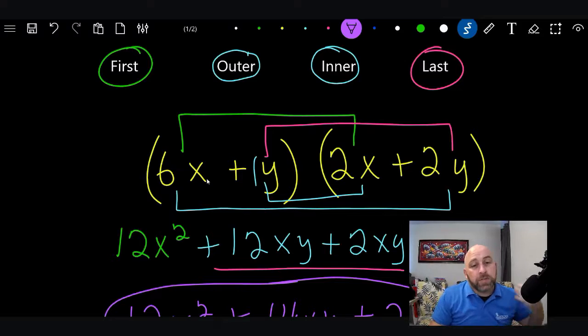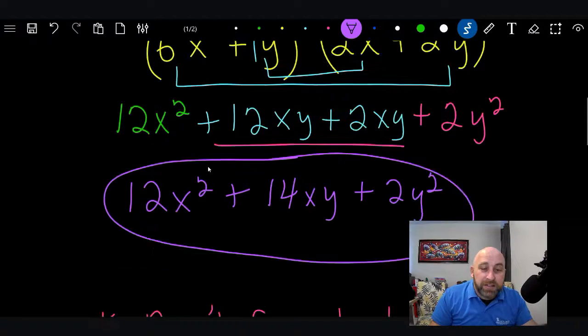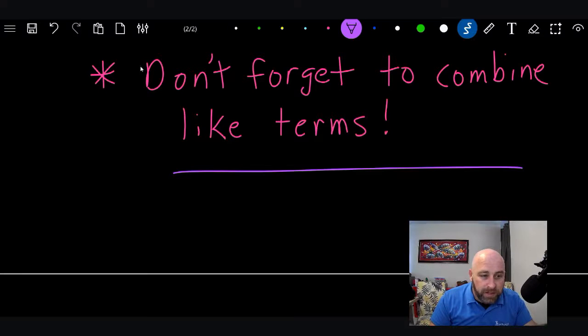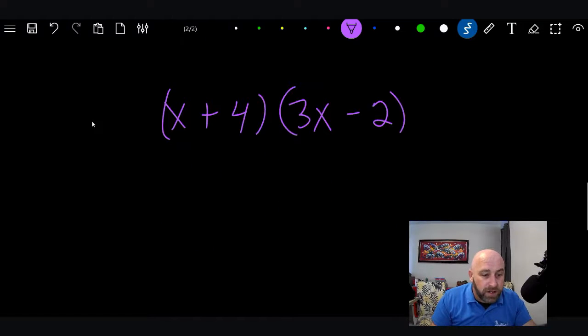And so yeah, let's do another one. Let's see how this one goes. Don't forget to combine like terms. I don't want to scroll past that without talking about that again. That is a super important thing right there that you need to remember. All right, here we go. Here's our next one.